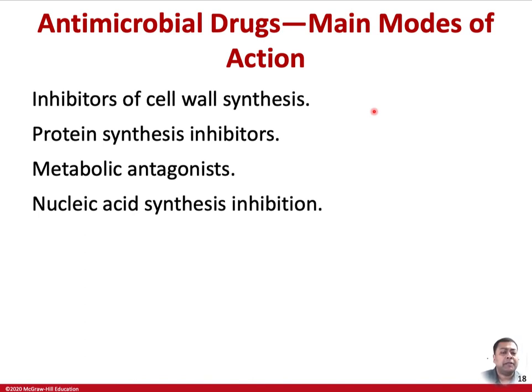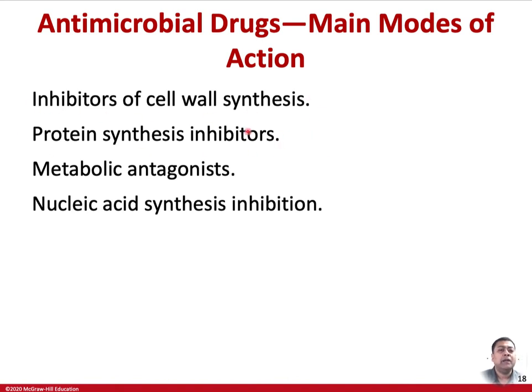Again, remember that selective toxicity is very important, and how we achieve this selective toxicity for the antibacterial drug. For the antibacterial drug, the first group is the inhibitors of cell wall synthesis. In the human being or the host, there is no cell wall. So all inhibitors of cell wall synthesis are very, very selectively toxic.